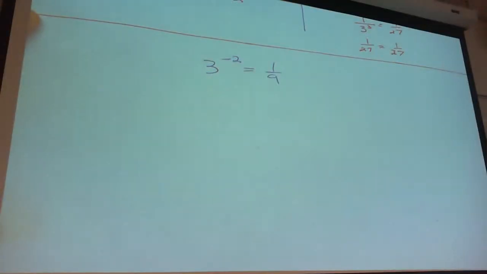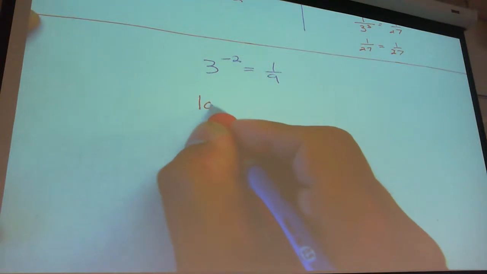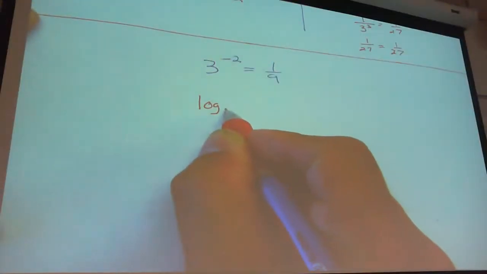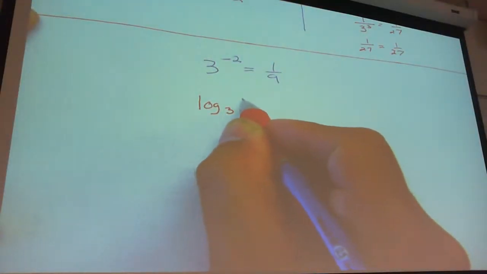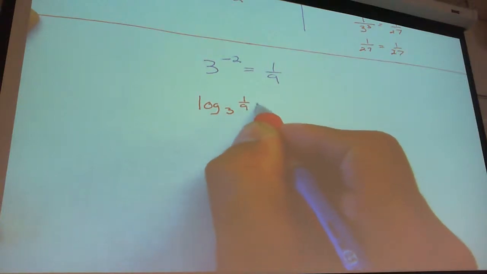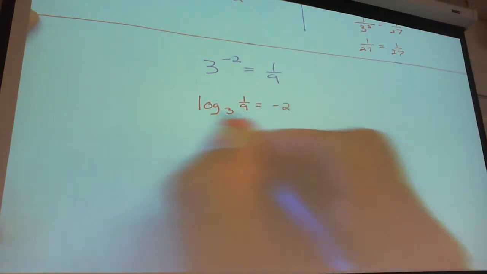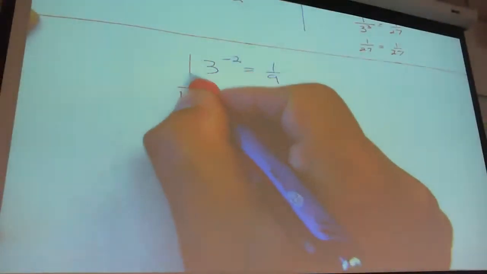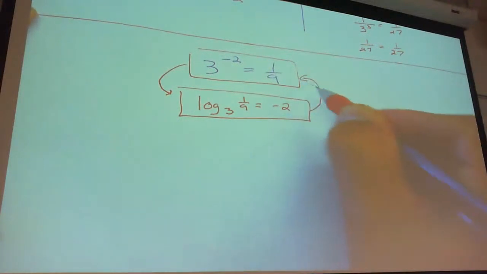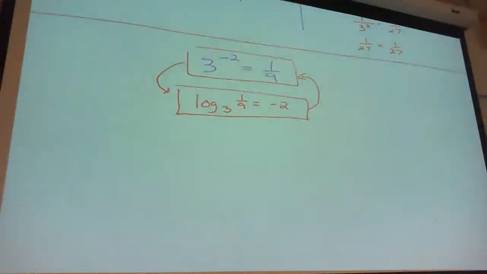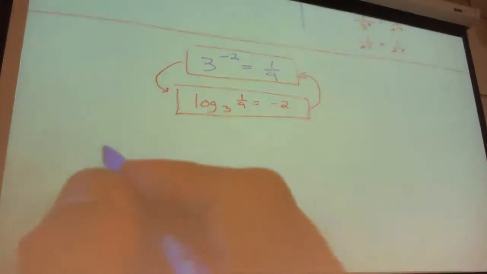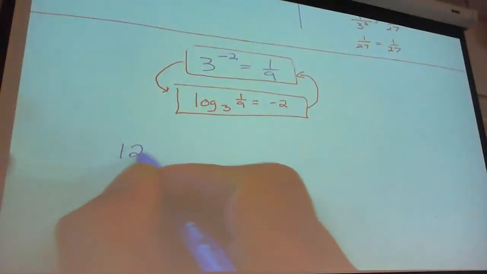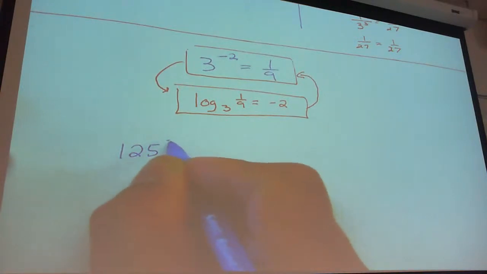But if I'm going to convert that to log, this will be log. What's the base? What's the number on the inside? 1 over 9. And what does it equal? So that was a little weird, but it's the same thing. You can go from exponential to log, and from log to exponent. So when you're done, if you go back, 3 to the negative 2 equals 1 over 9. I want you to be comfortable going from one to the other. And then you get an appreciation that they're really the same stuff.